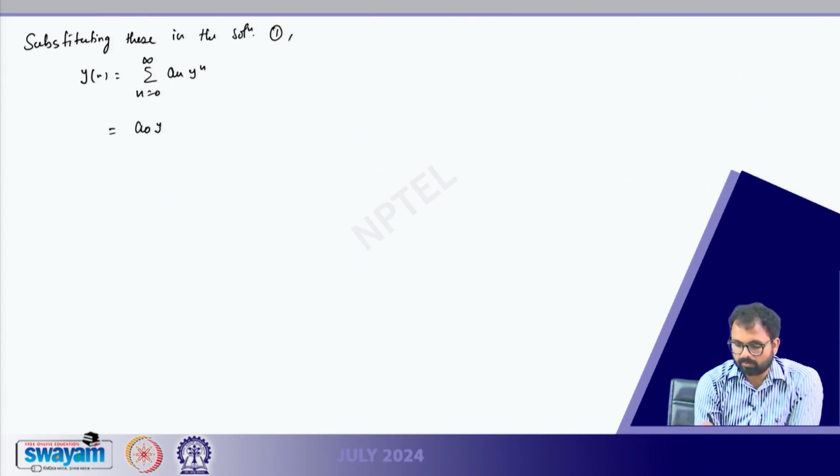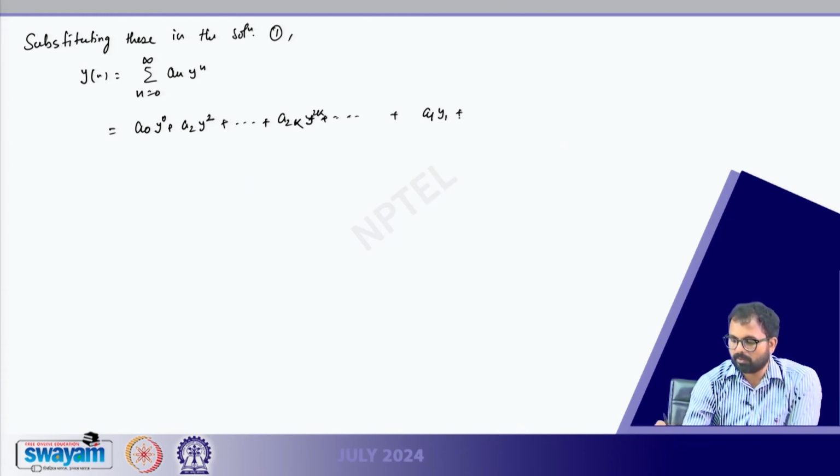So, a0 y to the power 0, then a2 y square, up to a 2k, plus and so on, y 2k. Similarly, we can separate the odd terms. So, a1 y1 plus a3, a1 this is x to the power 0, x square, x to the power 2k, this is x1, this is x cube, x to the power 1, then this is x3, and so on.